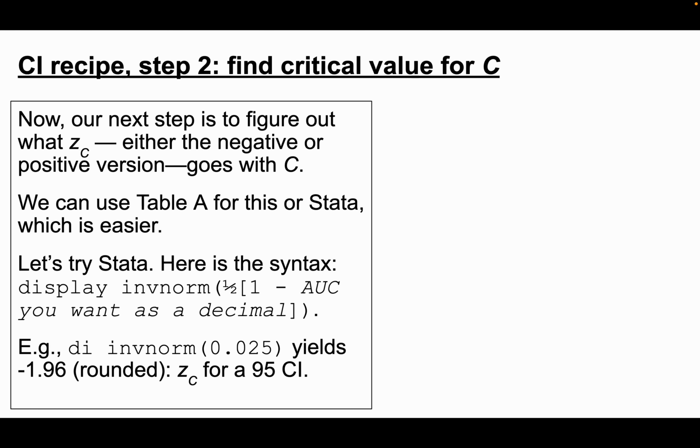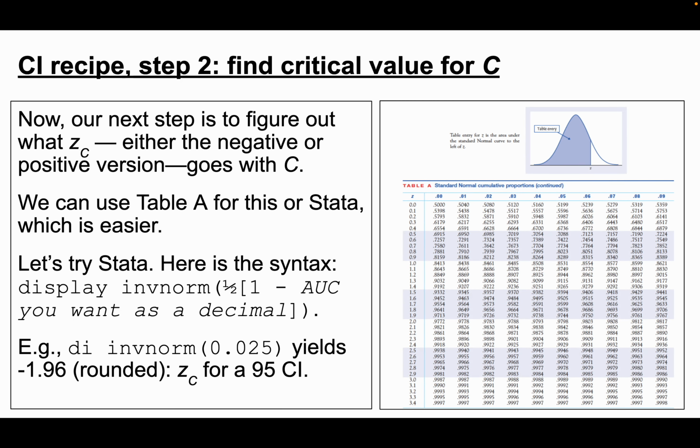So for example, to find the z-score that has an area under the curve of 95% associated with it, we would write display invnorm 0.025, which gives negative 1.96. That's a critical value for a 95% confidence interval. Technically speaking, there are always two critical values, but they're just negative 1 times each other, so you don't need to do this twice. Just say, okay, it's negative 1.96, the positive version is 1.96.